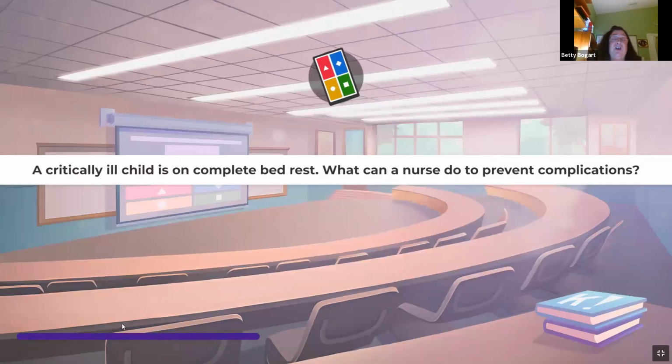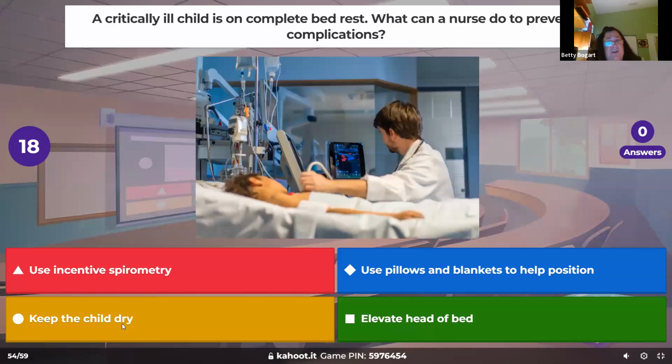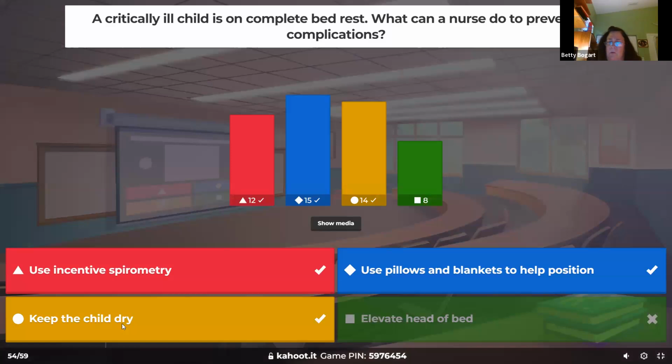A critically ill child is on complete bed rest. What can you do to prevent complications? Is there any difference between a child or an adult? Critically ill on bed rest, right? Really doesn't matter what the reason why. We've got to do certain things so they don't get into complications. So we're going to keep them breathing with incentive spirometry, deep breathing and coughing. We're going to have them turning every 2 hours, making sure that we prop them.